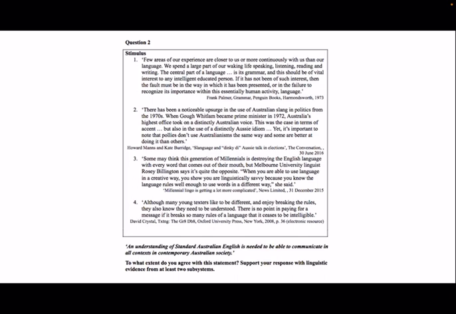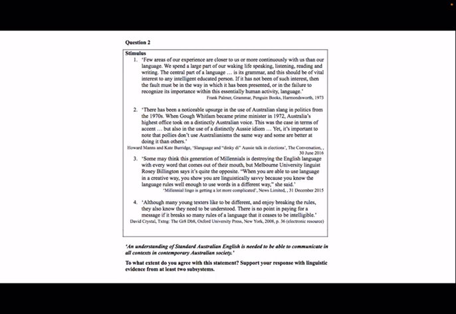Okay, so few areas of our experience are closer to us or more continually with us than our language. We spend a large part of our waking life speaking, listening, reading, and writing. The central part of a language is its grammar, and this should be of vital interest to any intelligent, educated person.